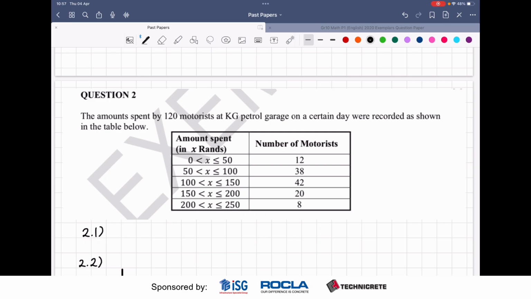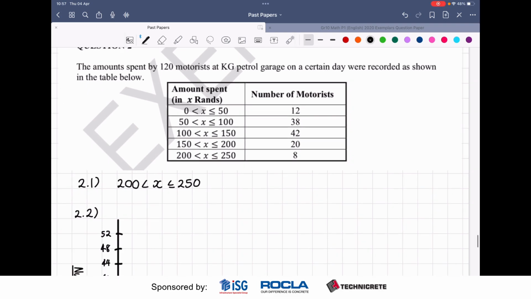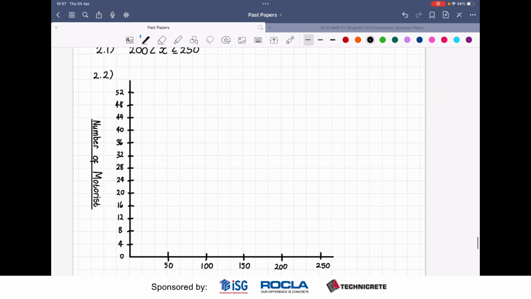Okay, then moving on to question 2, I'm given a table with class intervals, about 120 motorists, and how much they spend at a petrol garage. So the first question, I'm asked to write down the interval that has the least number of motorists. That's pretty straightforward, so that's this class here, x is between 200 and 250. And then the next question asks me to draw a histogram to represent the data. So I'll have my graph set out like this, and then I'm just going to represent the information exactly as it appears in the table.